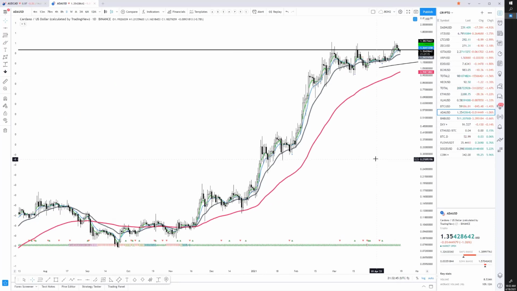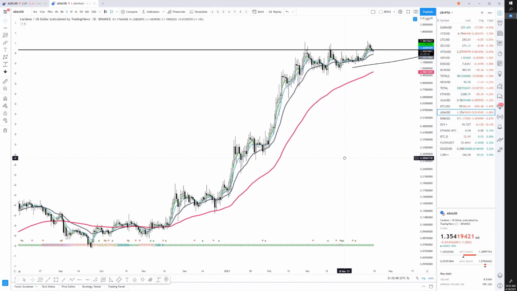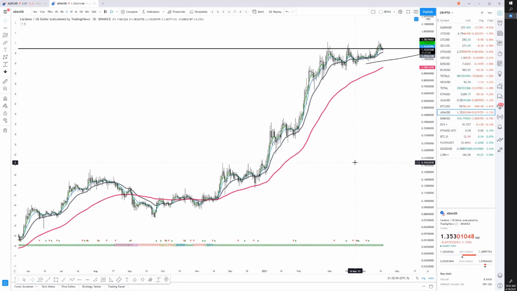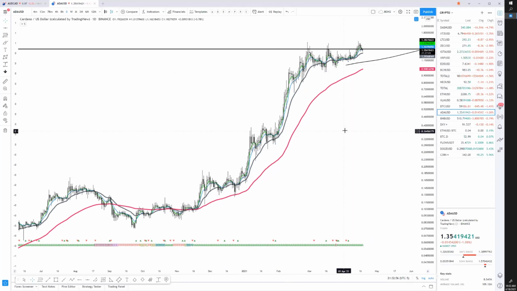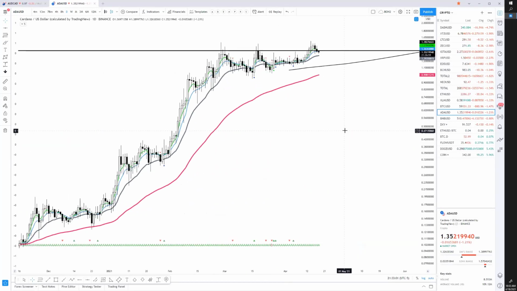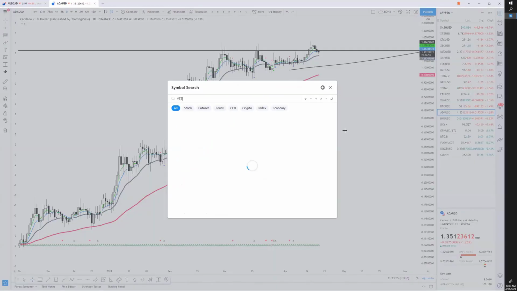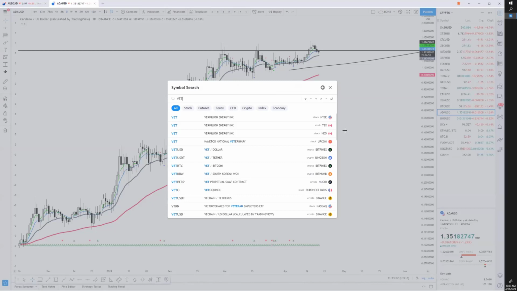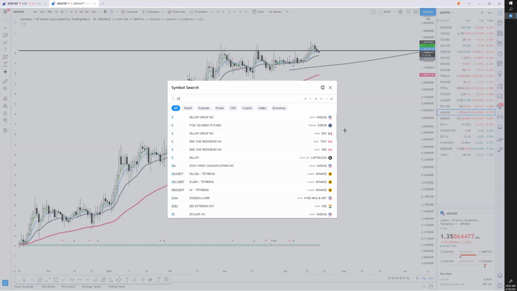Kahit na maganda yung story, I think some of you are really tracking yung story and doing very well tracking itong Cardano story na ito. Pero I just think it needs to consolidate a little bit more. Sino pa ba? VET. Hindi ko kilala si VET. Ano yung VET USD ba yan? Ano yung full ticker? Hindi ko kilala yan. ZIL. Sorry, hindi ako crypto.